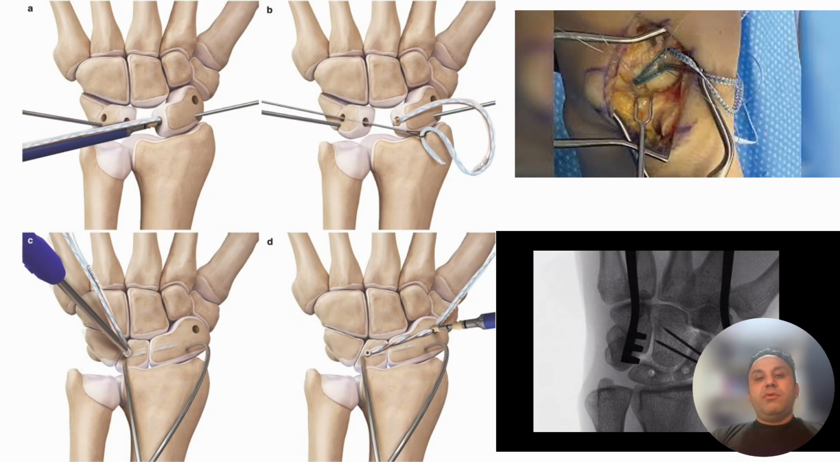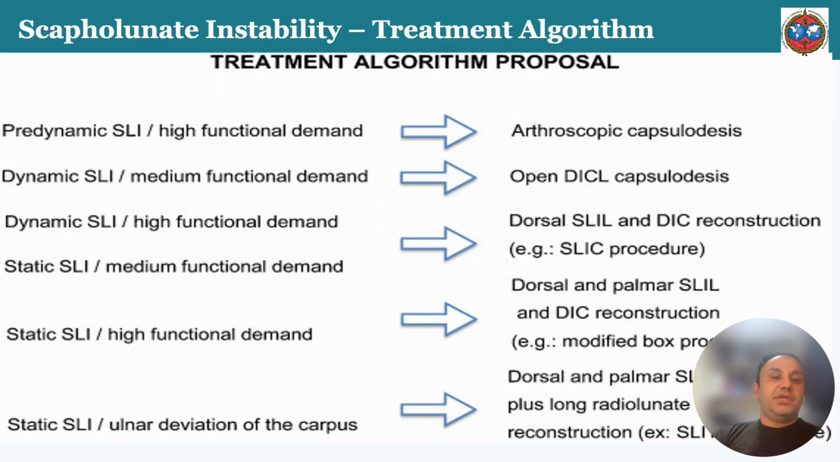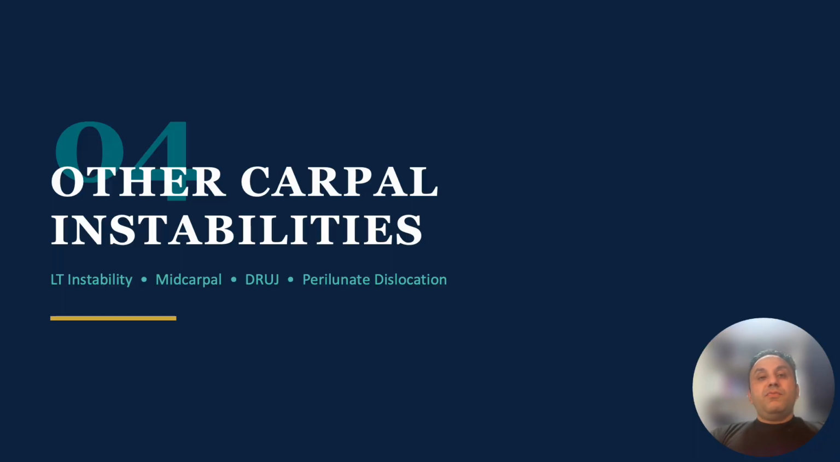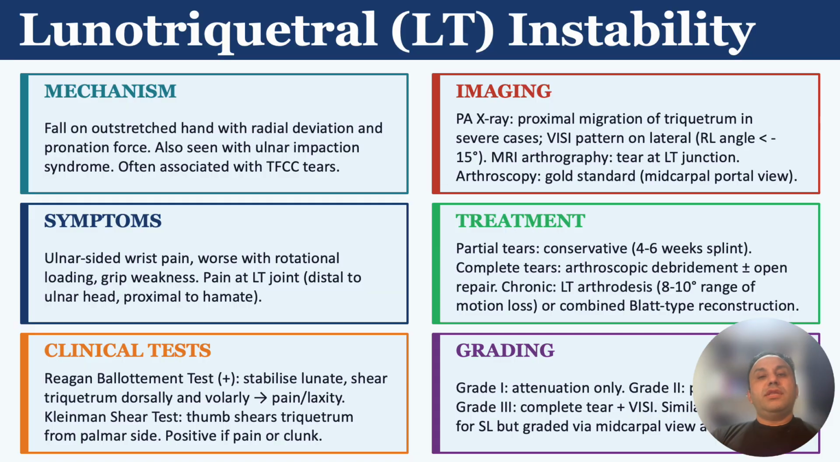We have newer options like internal braces and anchors, and this has also helped significantly in helping our patients. Historically, there were different options described, and actually a lot of these are still followed now in our practices. So beyond scapholunate instability, we have other instabilities. This ranges from lunotriquetral instability, which is the second most common, midcarpal instability, distal radio-ulnar joint instability, and obviously the perilunate dislocation.